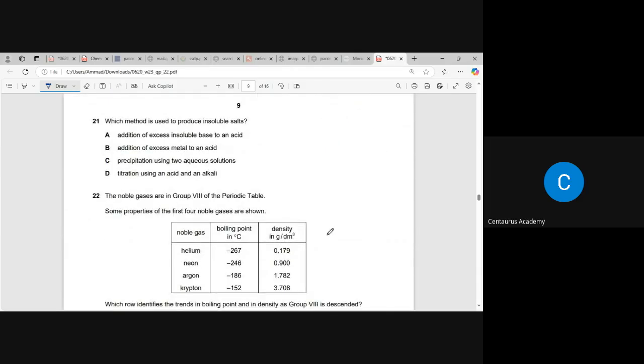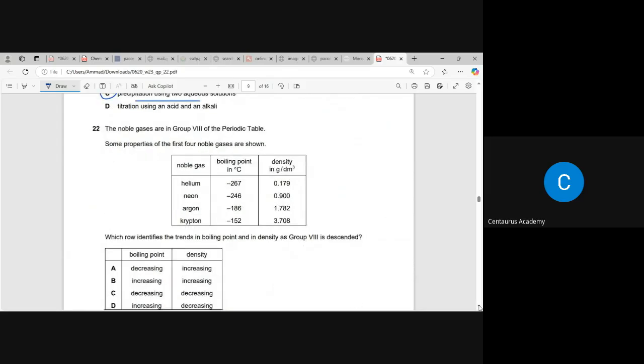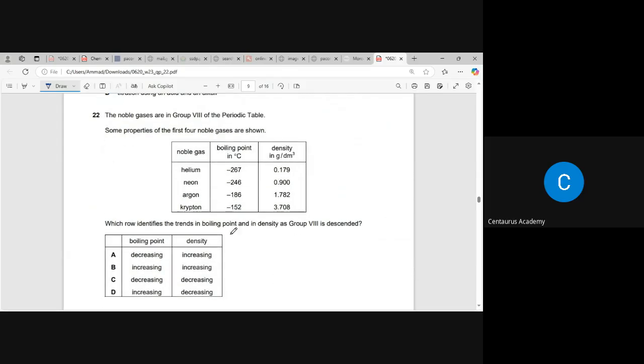Which method is used to produce insoluble salts? So insoluble salts are prepared by precipitation method using two aqueous solutions. So C. Okay, the next one says noble gases are in group 8 of the periodic table. Some properties of the first 4 noble gases are shown. Which row identifies the trends in this group as it is descended? As you are descending this group, what happens to the densities? They are increasing. What happens to the boiling point? The boiling point is again increasing. Okay. So B here is going to be your right answer.